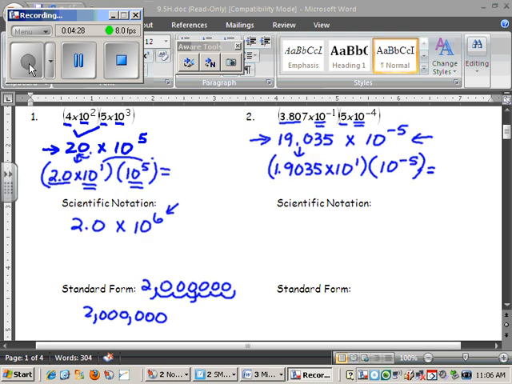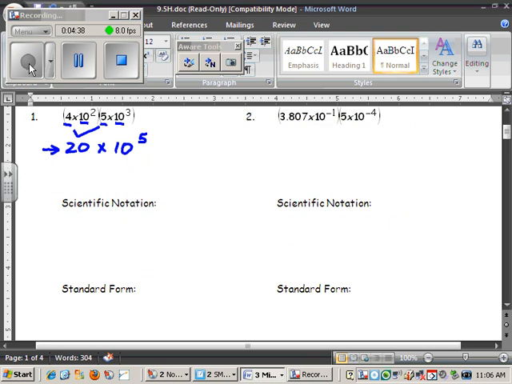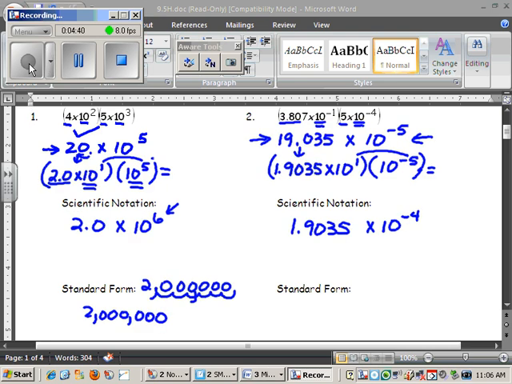So again, we're going to keep the 1.9035, and we're going to add the exponent, so 1 and negative 5, which would give us negative 4. So that is now correctly written in scientific notation. We then want to move to standard form.